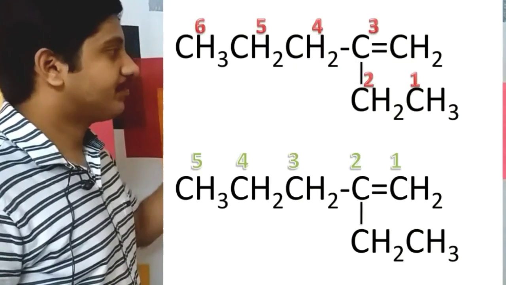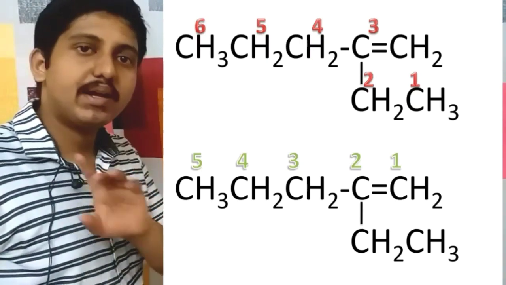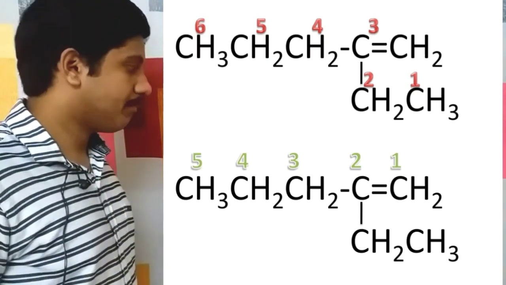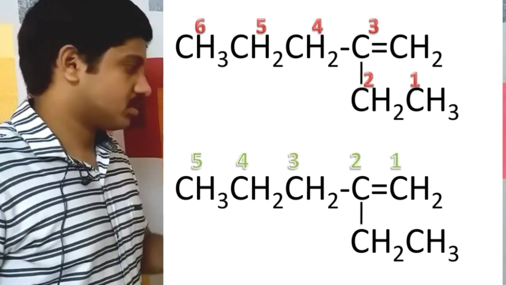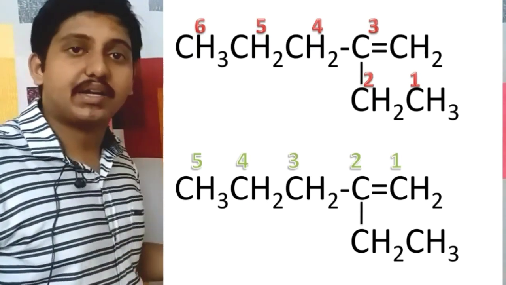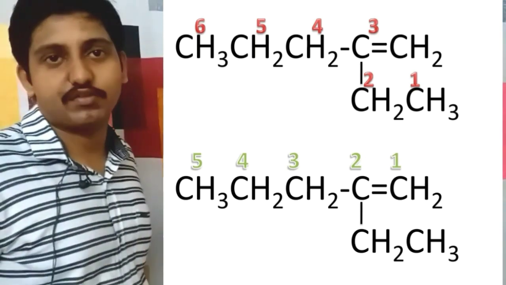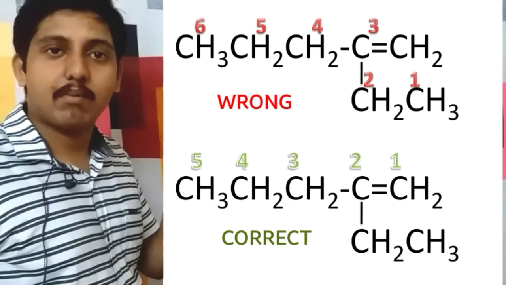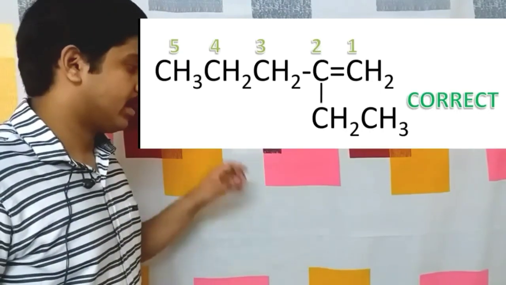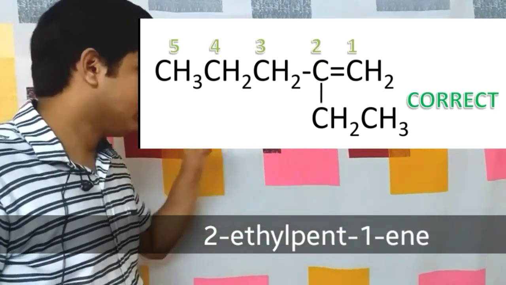So let's look at an example. Here, in the first way of numbering, there will be 6 carbon atoms, but it does not contain the multiple bond. But in the second way of numbering, there are only 5 carbon atoms, but it also contains the multiple bond. And hence, this second method of numbering is correct, and we have to start the numbering from the carbon with the multiple bond, and hence the name will be 2-ethyl pent-1-ene.